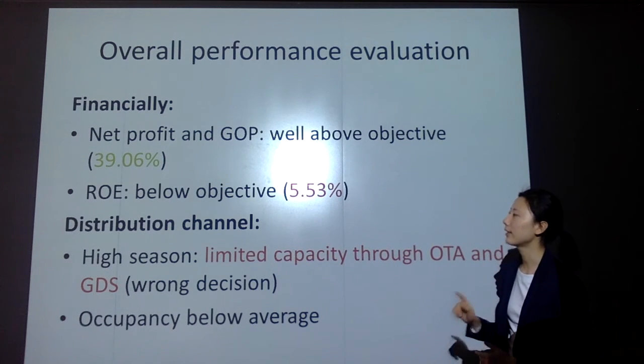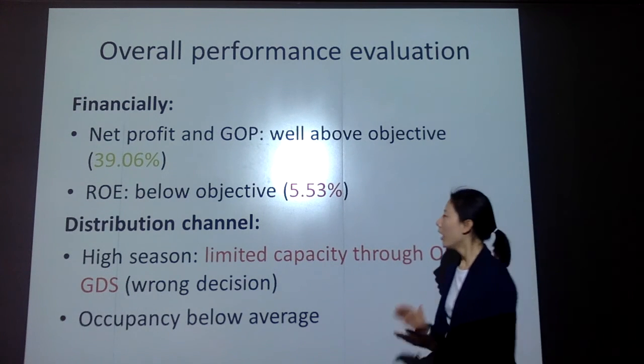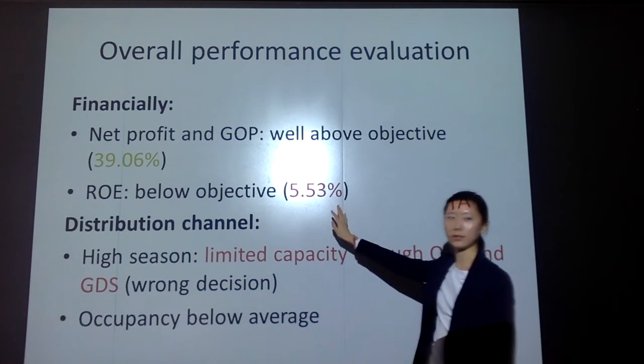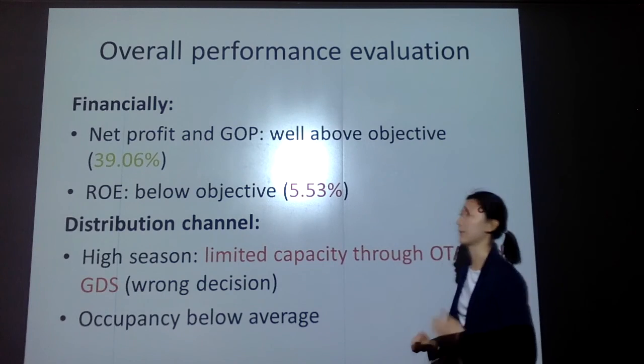Financially, in terms of net profit and GOP, we did very well. We had 39% at the end of the year. It was highly above average. However, ROE, we were below the objective. We had only 5.53%, though our objective was 8%.